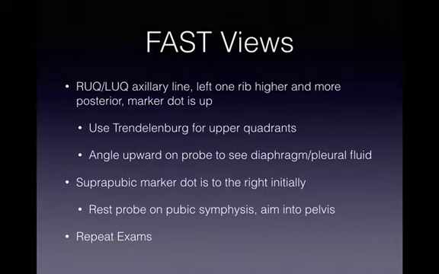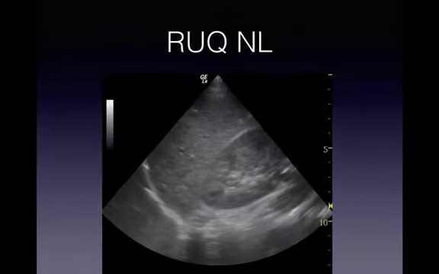For the suprapubic view, our marker dot is to the right initially in a transverse view. We're going to rest our probe on the pubic symphysis and then angle it down into the pelvis. And we will repeat this exam as often as we need to.